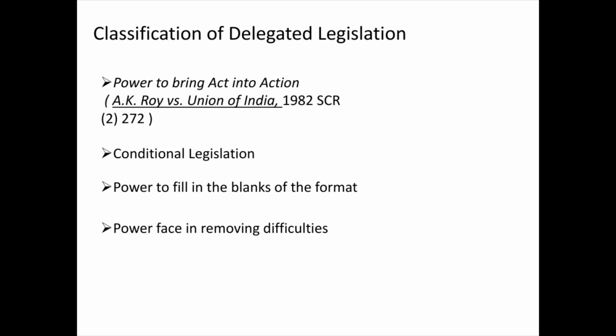Then comes the classification of delegated legislation. Now, there can be a few classifications of delegated legislation. The first is the power to bring an act into action. Delegated legislation doesn't always have to make further laws; it can be limited to imposing those laws. The legislature has made some laws and the executive has to impose or execute those laws and can only make rules for that execution and not for any other thing. Then comes conditional legislation. Conditional legislation is when the Enabling Act puts some conditions on the delegated legislature which it cannot cross.